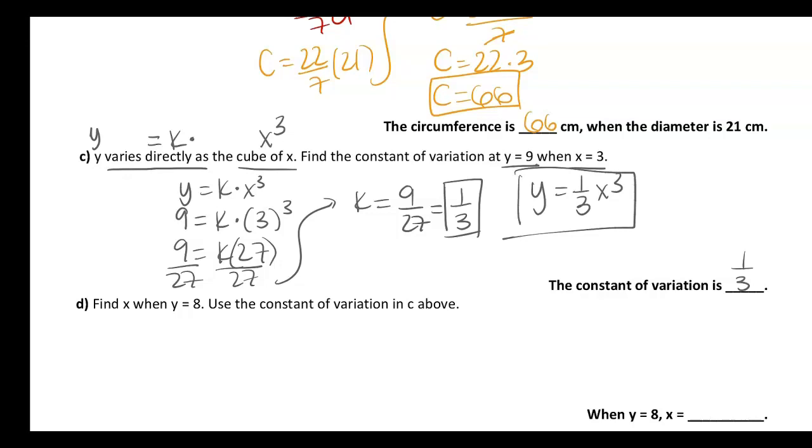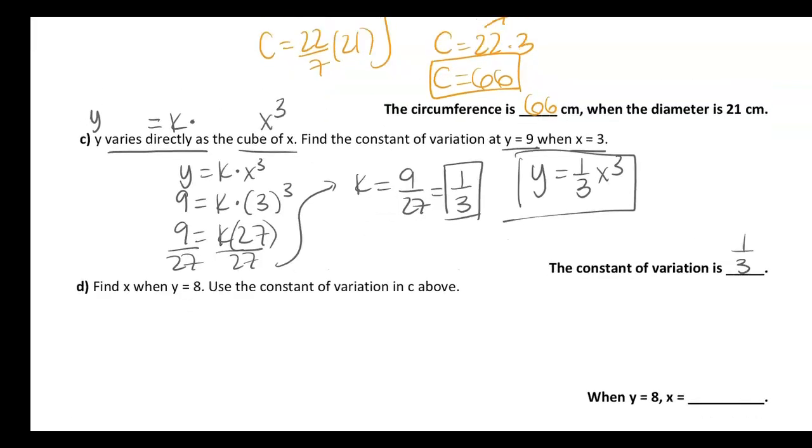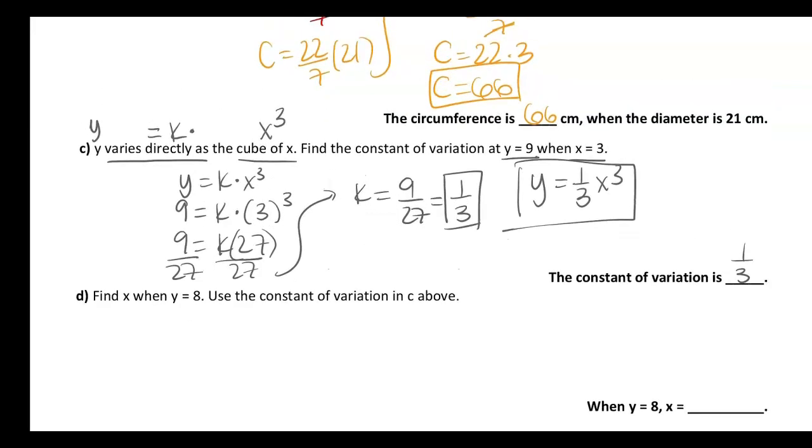Using that equation, it says find x when y is 8, and use the constant of variation from C above, which is the question we just did. So down here in green, I'm going to rewrite y equals 1/3 x to the third power, and we're going to plug in our values to find our answer. If I'm finding x and I need to plug in 8 for y, I'm going to make this 8 equals 1/3 x to the third power. I need to isolate x.